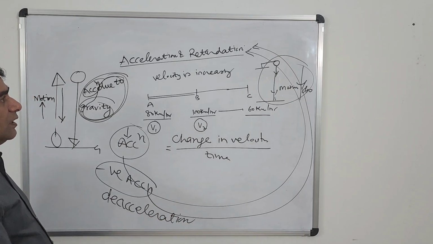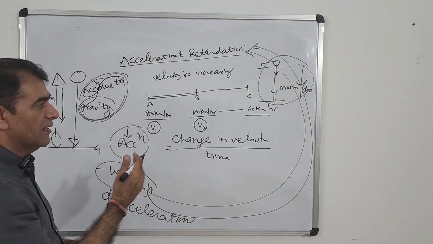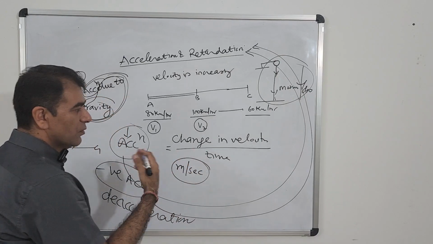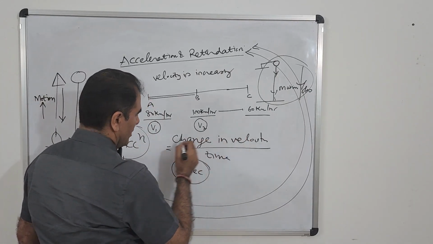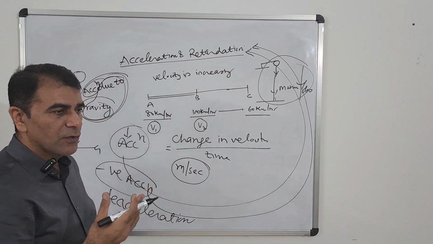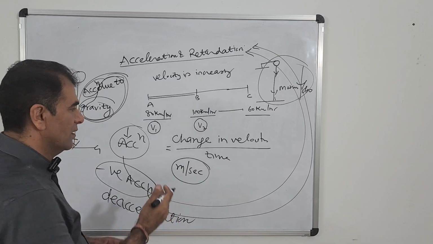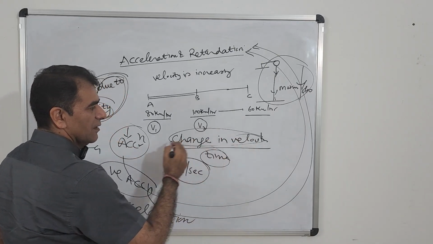Okay. So now what is the unit of acceleration when you measure? Like the unit of speed is meter per second. What is the unit of acceleration? Very simple. You can find the unit of some quantity by using its formula. Acceleration's formula, what is it? Change in velocity per unit time.